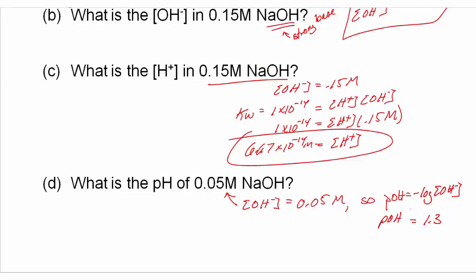Subtract that from 14 and I'll have pH, right? Because pH plus pOH is 14. So my pH will be 14 minus pOH, which would be about 12.7. So 12.7 would be my pH.